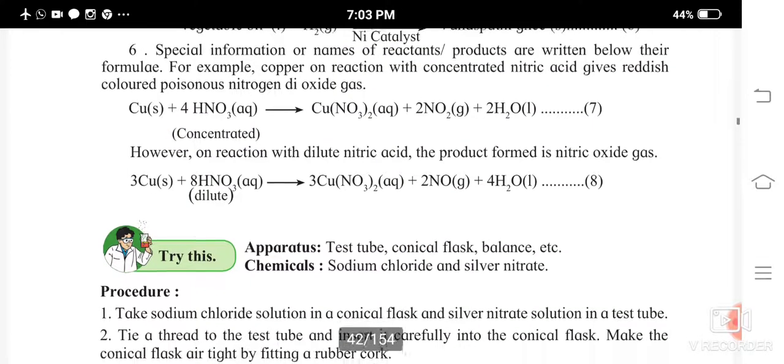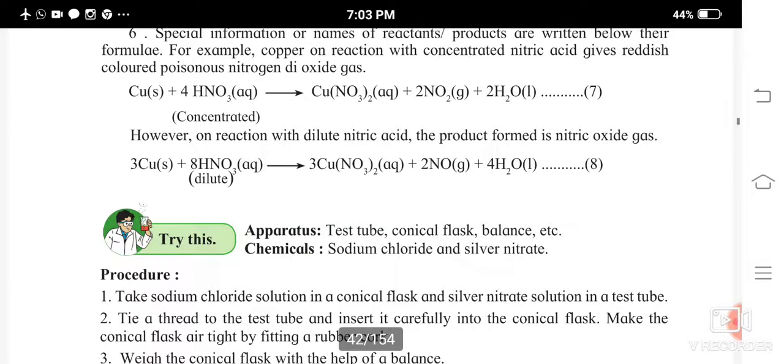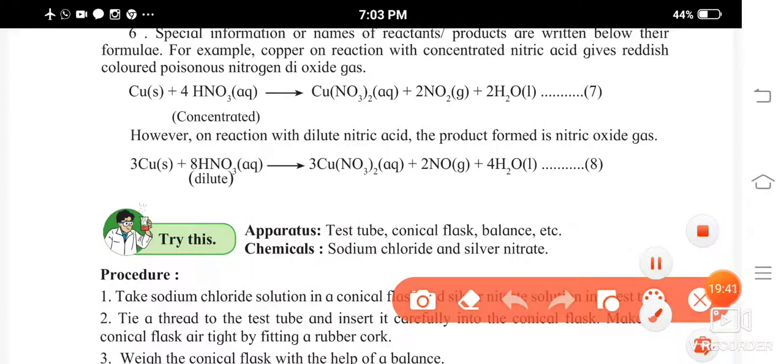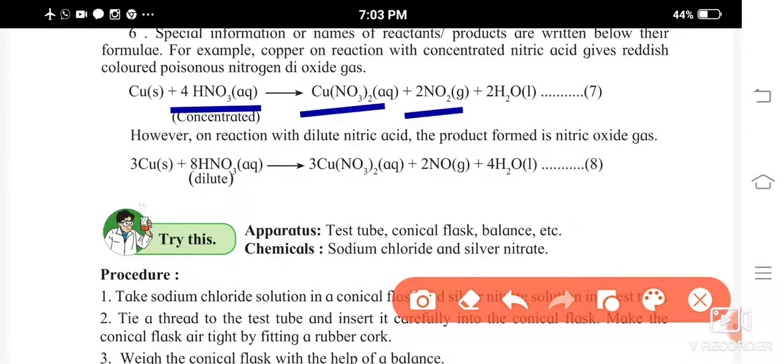However, on reaction with dilute nitric acid, the product formed is nitric oxide gas. So when it's reacting with concentrated nitric acid, that time nitrogen dioxide gas is formed. Other products are the same. And see, when this copper is reacting with dilute nitric acid, you can see what type of nitric acid, it's written below it, that is dilute, right?